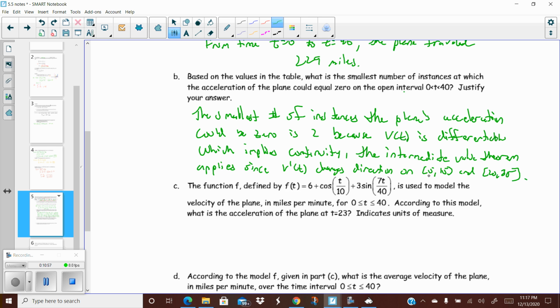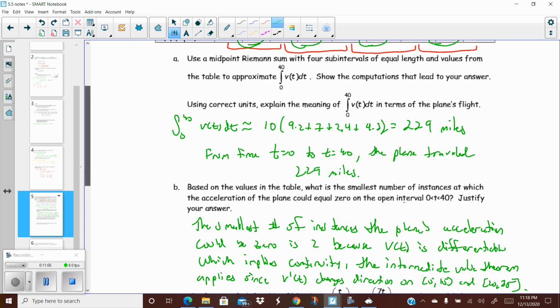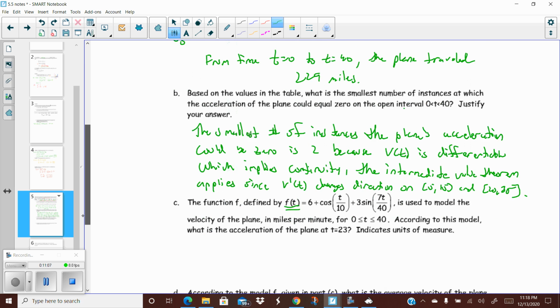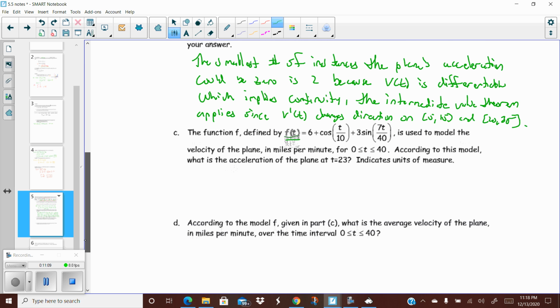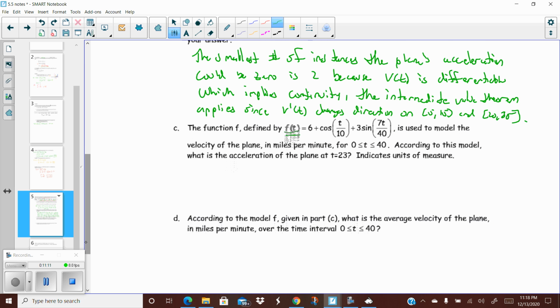So what it's telling us is this function right here is used to model the velocity. So basically the f of t, they're calling that the velocity function. Even though we were given specific values in that chart, they're saying that this is the velocity function they're using to model it. If that's the case, they want to know what the acceleration is.